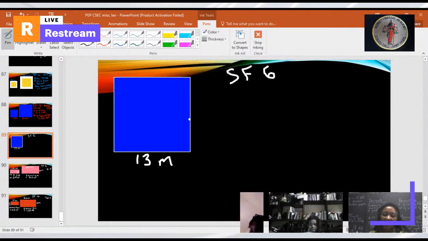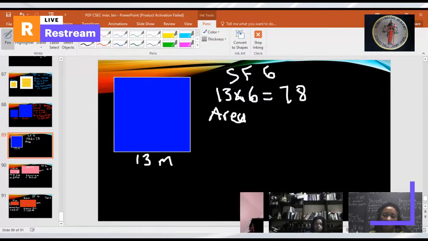So let me write what you're saying. So you're saying the scale factor is 6. So the length of the side of the largest square would be 13 times 6, which is 78, right? Yes, Miss. And the area of that square would be 78 times 78, which is 6,084.